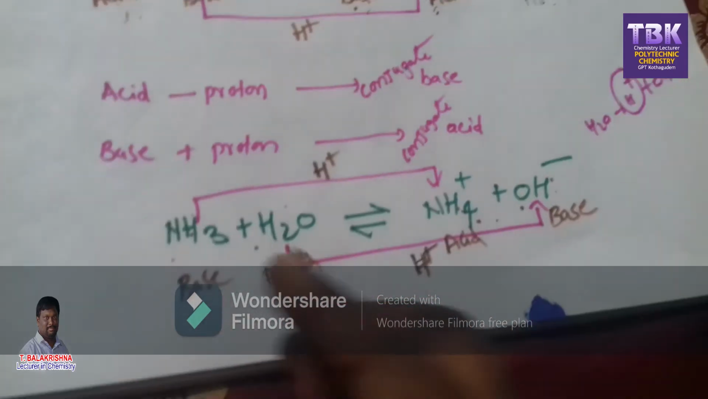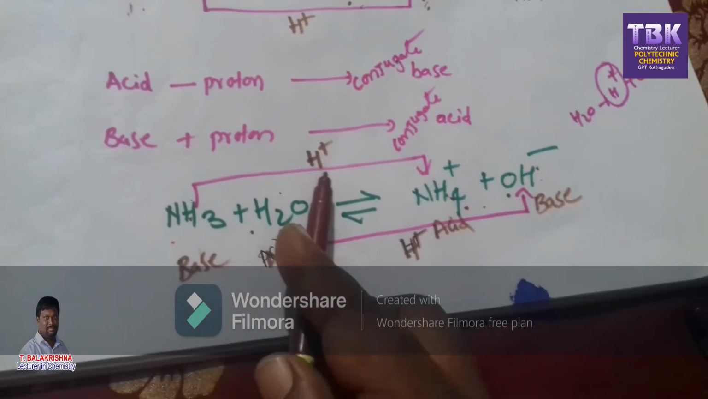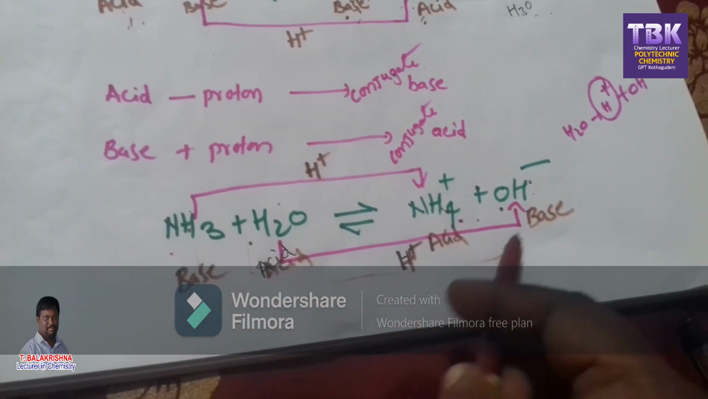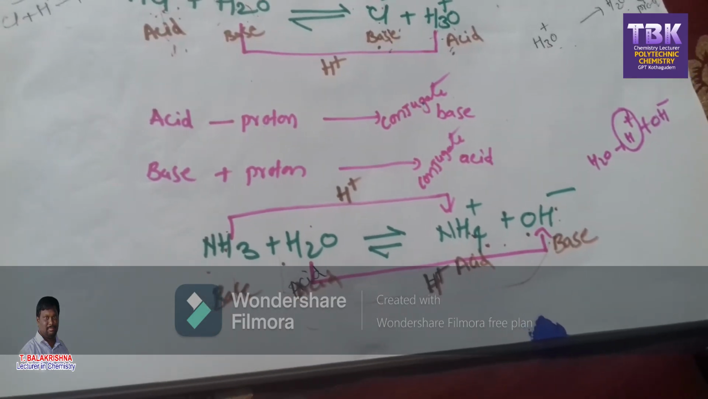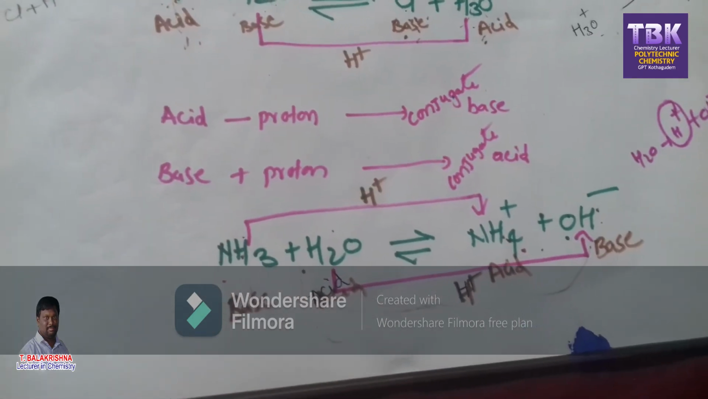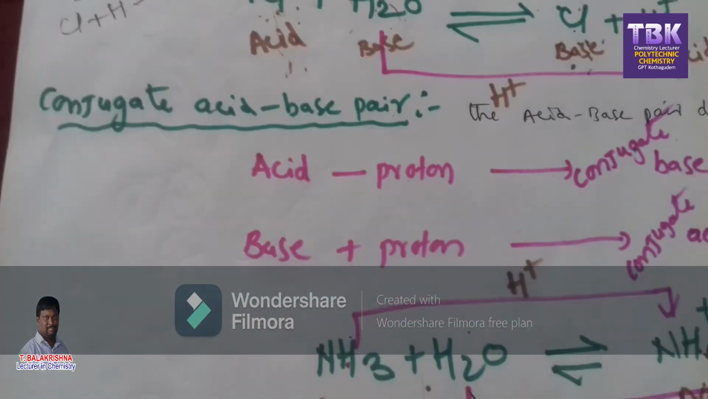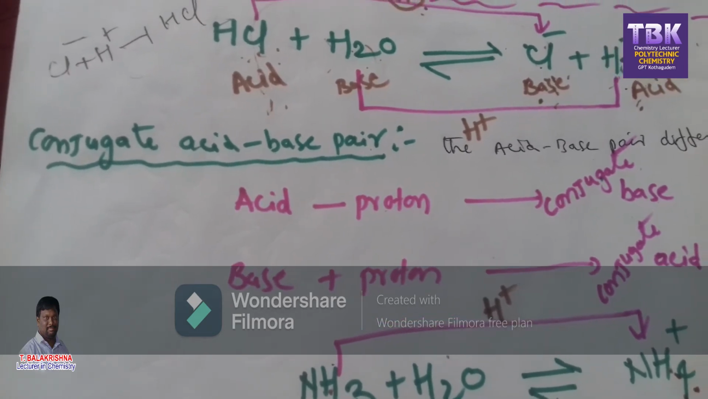When you observe this equation, the base accepts the proton and is converted into an acid. The acid donates the proton and is converted into a base. Such pairs are called conjugate acid base pairs. So our topic is conjugate acid base pairs.